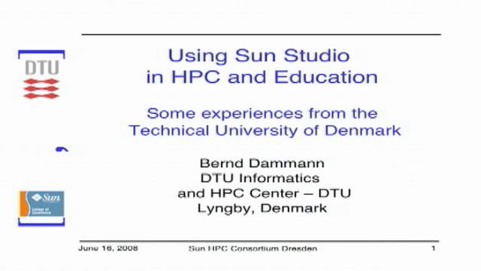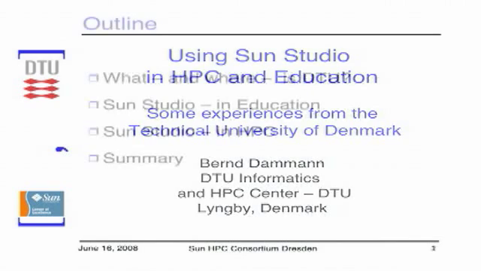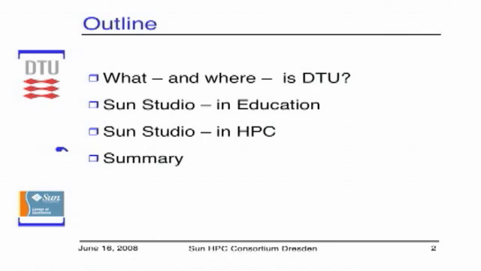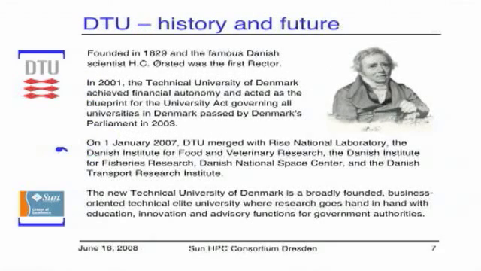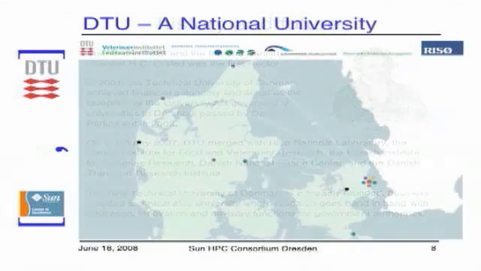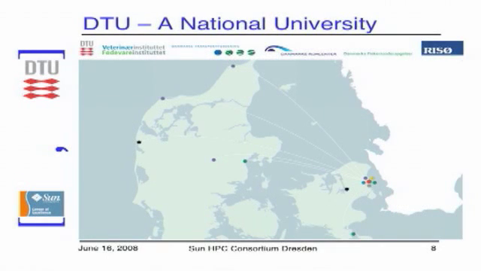So here's the outline of my talk. I will very shortly introduce DTU for those of you who haven't heard where DTU is and what we are doing. We are a technical university educating engineers. We were founded in 1829 by Hans Christian Ørsted, and we have undergone a major change in our structure last year because we were merged with 5 research institutions all over Denmark. And this is shown on the map here. Before we were at the red spot, and now we are everywhere in Denmark.